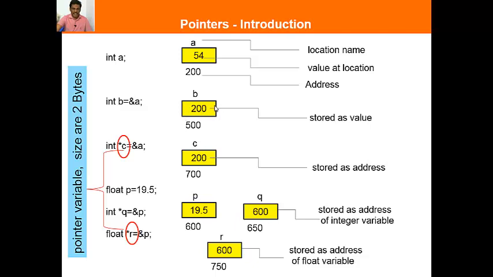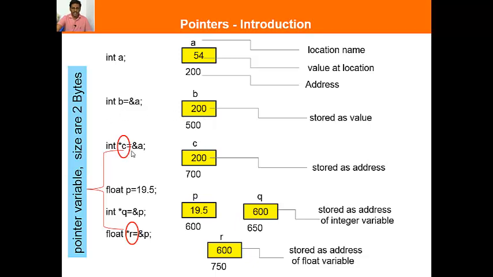The location size is 2 bytes and the address is in integer format, so it is easily assigned to that location. But it is stored as a value. It is not stored as an address because b is an ordinary variable. An ordinary variable can store only values. In this case, we assign an address to the ordinary variable, so it is converted into a value. If we try to assign the address of another variable, that address is converted into a value. All the characteristics of the address are removed.